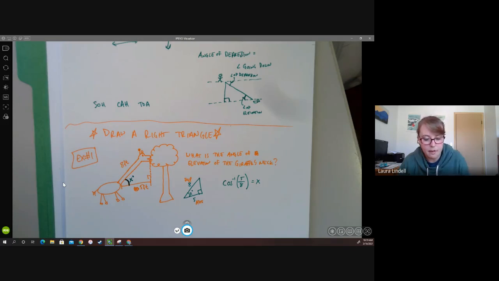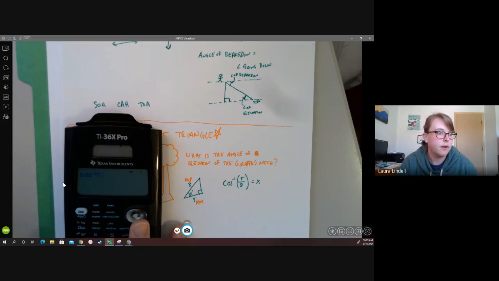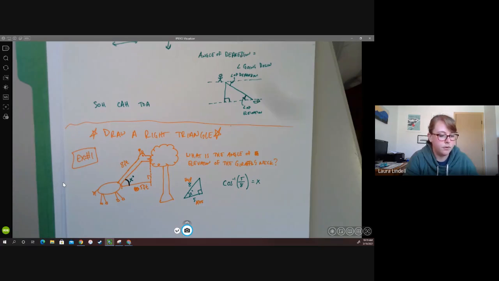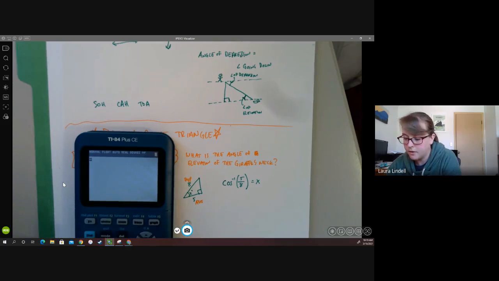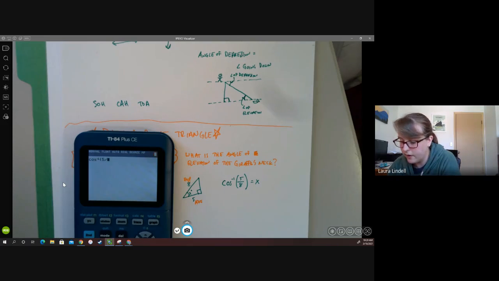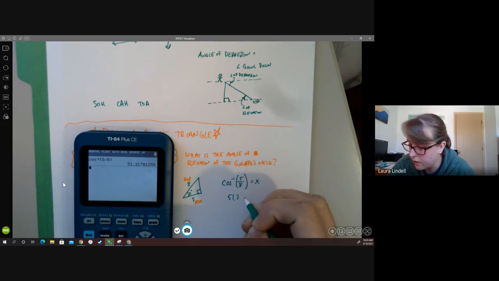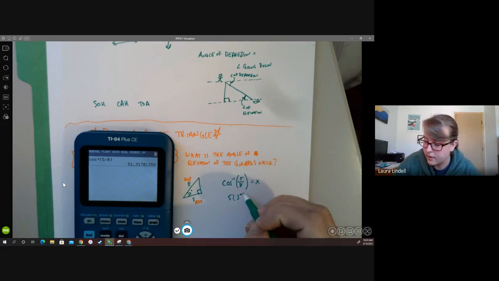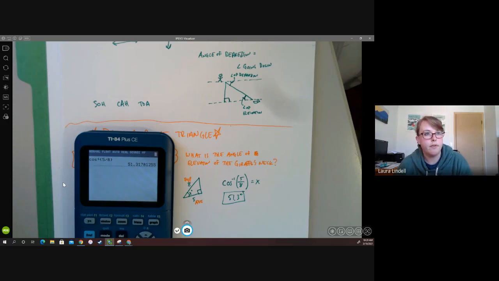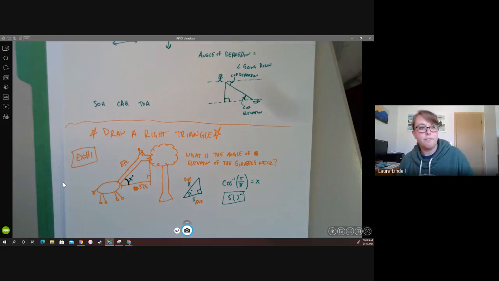So now all I have to do is type into the calculator cosine inverse, and wow, we can't see that calculator very well. We'll use this one, even though the battery is low. Cosine inverse of 5/8 gives us 51.3 degrees if we're rounding to the nearest tenth, which in most cases you guys will be doing. So there we go, 51.3 degrees, and we're done. That is the angle of elevation of the giraffe's neck.